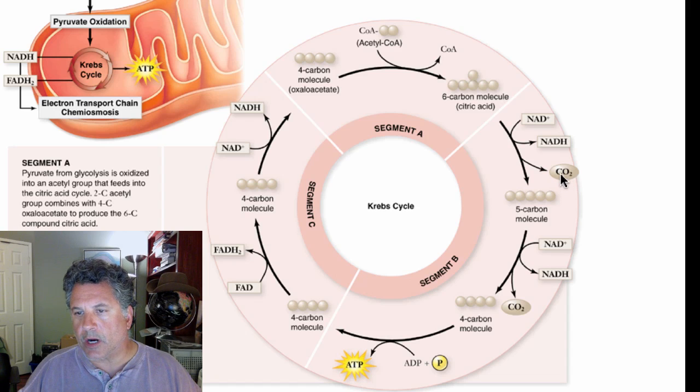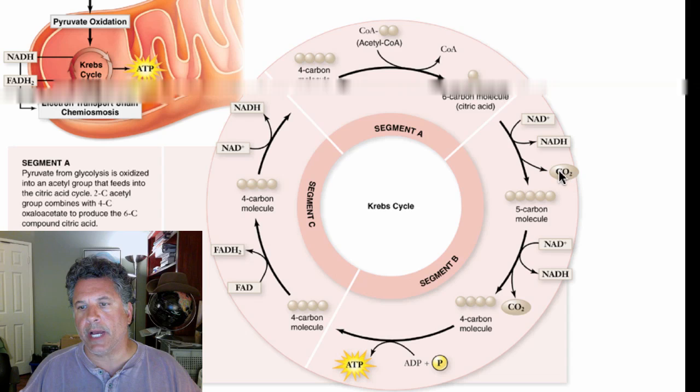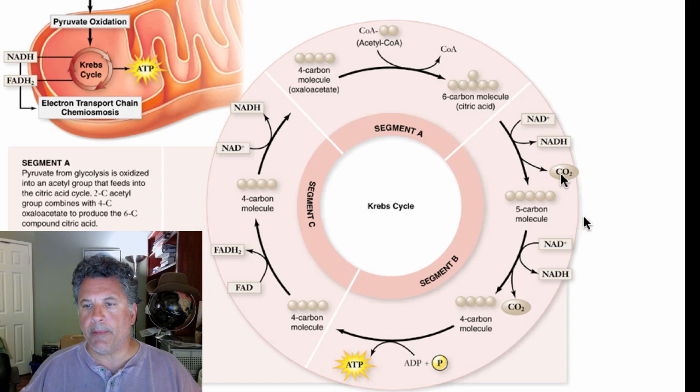Where did that carbon come from? That carbon was one of the 2 carbons that came in on coenzyme A. That is, that carbon of this carbon dioxide molecule was originally a carbon present in pyruvate. The next step, we oxidize this 5-carbon intermediate of the Krebs cycle to a 4-carbon molecule, releasing another molecule of carbon dioxide. Another carbon is released, and another molecule of NADH is produced.